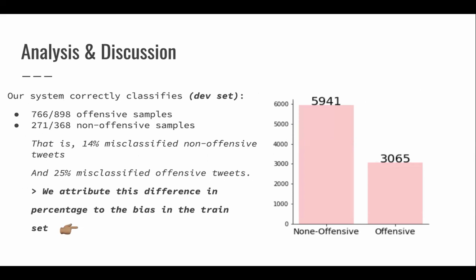When we looked at what the model managed to classify and misclassify, we found that the offensive samples that were correctly detected were 766 out of 898, that is on the dev set, and 271 out of 368 from the non-offensive samples. Which is basically 14% misclassified non-offensive tweets, but the model misclassifies a larger percentage of offensive tweets, and we attribute this difference to the bias in the train set.